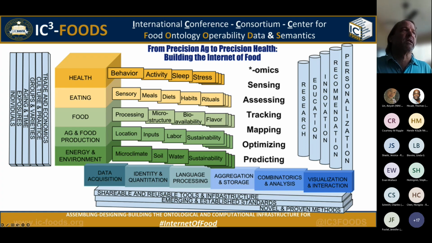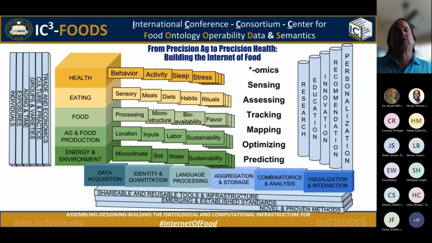Again, we have lots of places where we can query this kind of data, lots of ways of querying it, acquiring it, quantifying it. And we have lots of endpoints that we can think about in terms of research, education, innovation, recommendation, and ultimately personalization. What is the right food for me to eat under my condition? As it happens, I have a rare connective tissue disorder. So how does that change my diet?